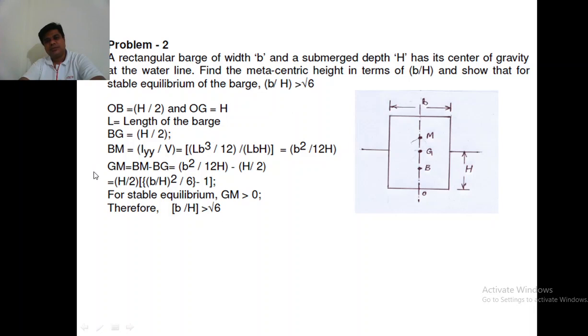So the formula remains same. Metacentric height is nothing but BM minus BG. This formula you have to remember. BM will be equal to the moment of inertia with respect to y-axis divided by the volume, and this BG will be the distance between the center of gravity and the center of buoyancy.